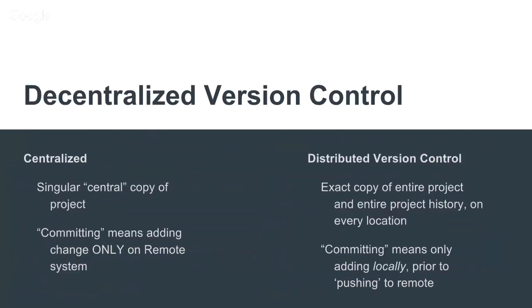Decentralized version control. Just a quick note: you'll hear differences between centralized and decentralized, or distributed, version control. It took me a while to figure out what the difference was. If it's centralized, there's a single copy of the project, so committing means adding changes only to your remote repository. On a centralized version, which Git is not, Git is distributed, everything's out in your repo, and if it breaks, you're done.